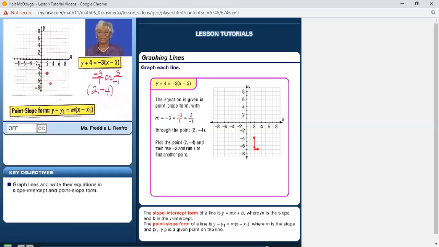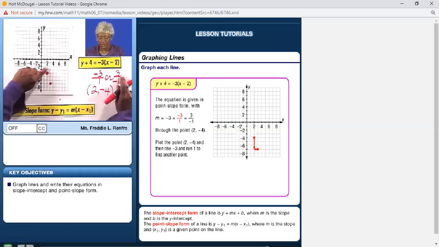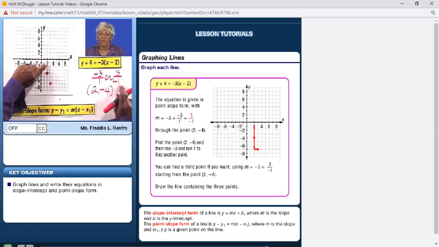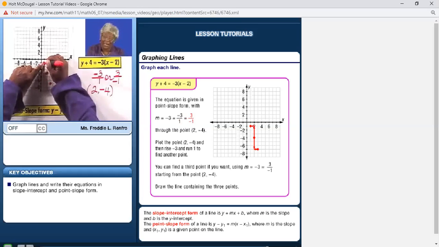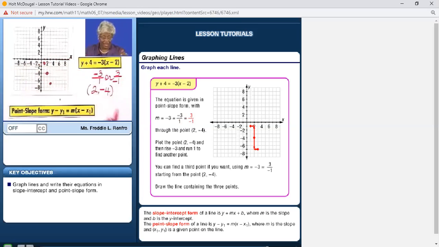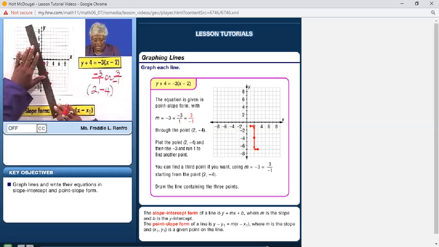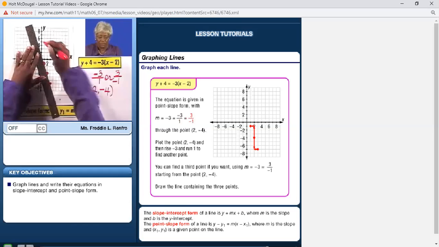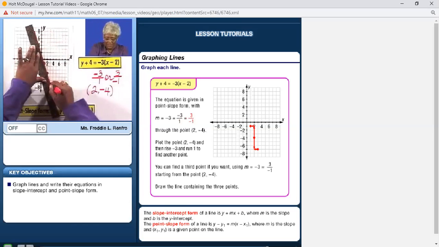There's another point. Let's do this one. Let's start with 2, -4. Let's use this slope. I'm going to rise 3, 1, 2, 3, and I'm going to run -1. And guess what? Instead of getting 2 points, I got 3 points. And that's okay. It's just a way of checking to see if my points are correct. I'm going to graph those. Connect those points.